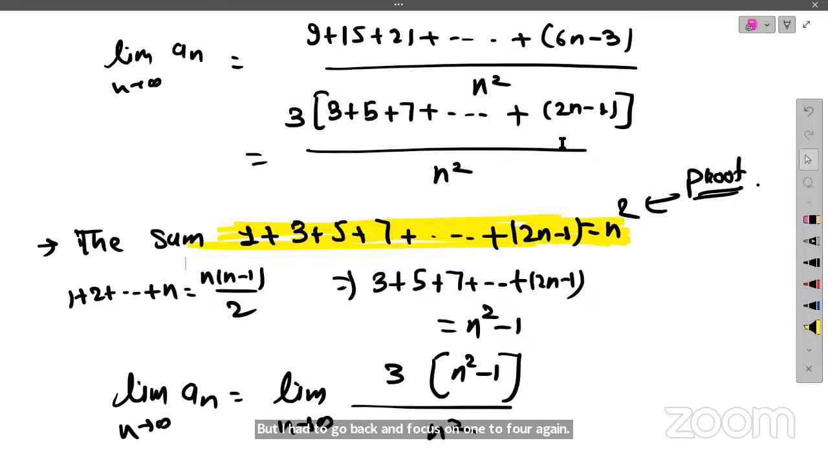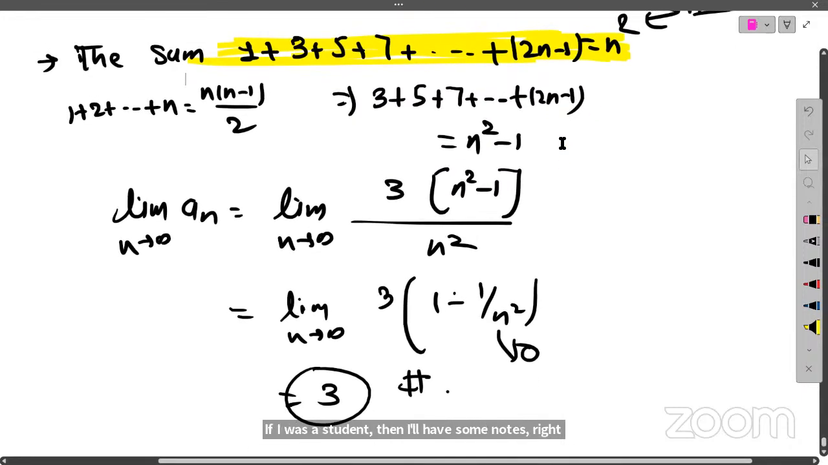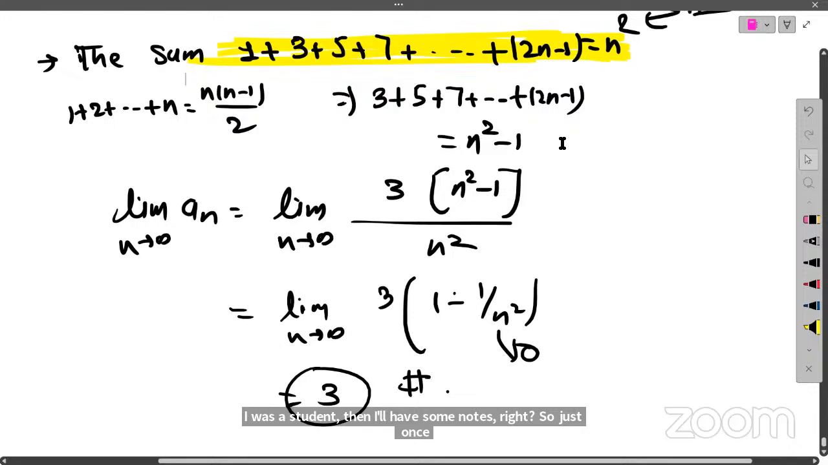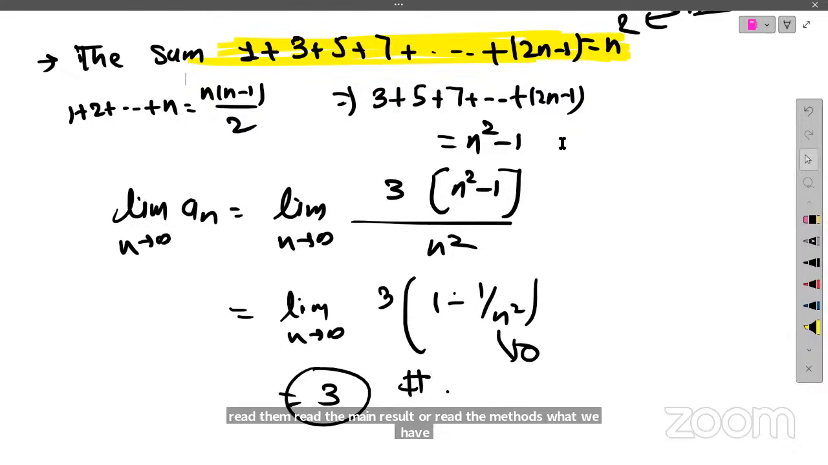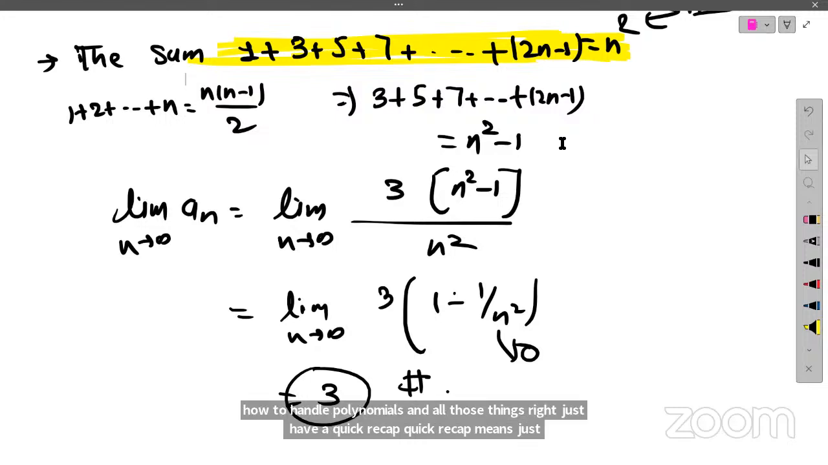No. You should not go back if you don't have time, because there will be very few questions from week 1 to 4. Yeah, because we have 5 days, right? So one thing I can say, just have a quick recap. If I was a student, I'd have some notes, right? So just read the main results, or the methods we have done so far. That means how to compute transitivity, symmetricity, how to handle polynomials and all those things. Recap means just read it thoroughly once only. It won't take 1 or 2 hours, I guess. Thank you.